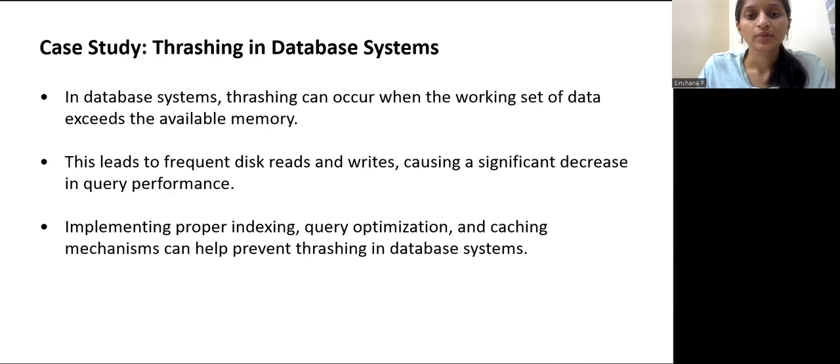Case study: thrashing in database systems. In database systems, thrashing can occur when the working set of data exceeds the available memory. This leads to frequent disk reads and writes, causing a significant decrease in query performance. Implementing proper indexing, query optimization, and caching mechanisms can help prevent thrashing in database systems.